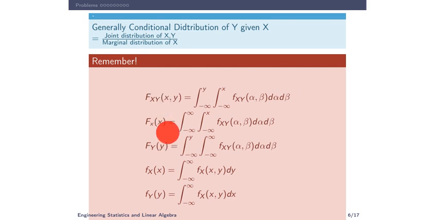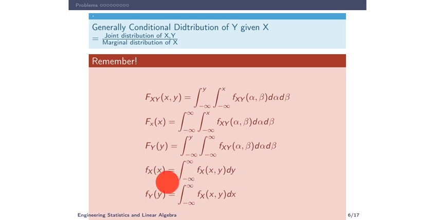Marginal distribution is identified when, if you want x, you integrate only up to x. The other one will remain constant, that is, for the entire length you have to do. Similarly, for F y of y, you integrate from minus infinity to y, taking d beta. Then this part will be completely added up.